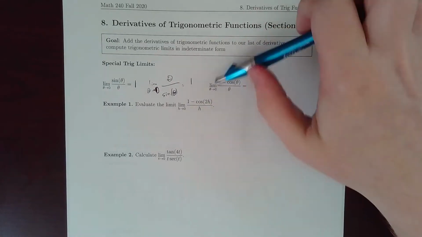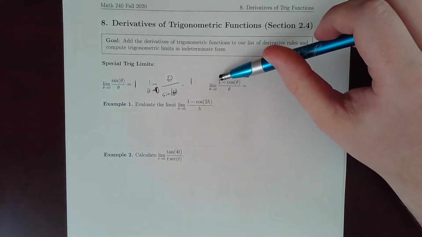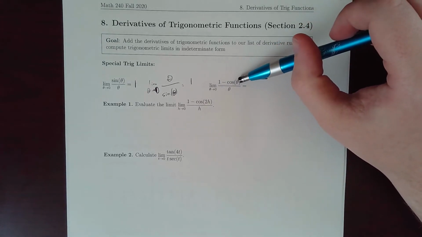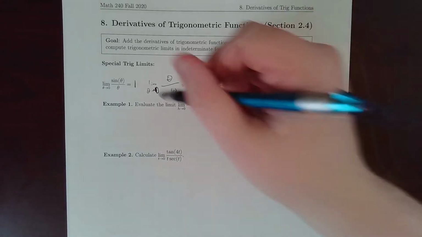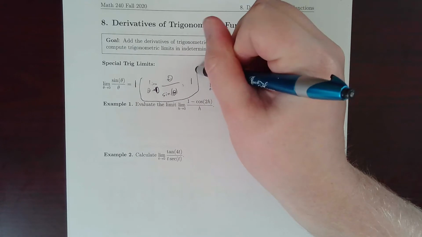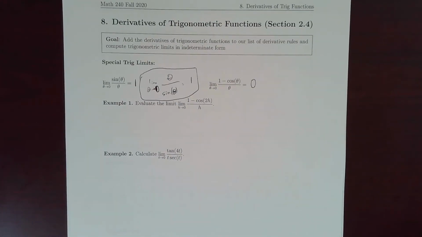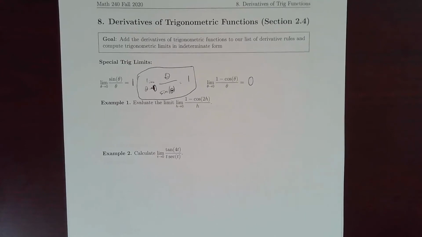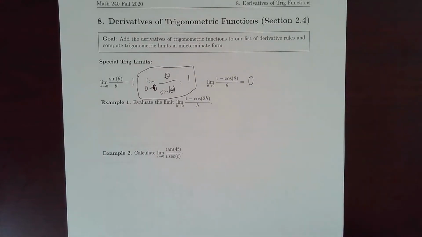The other thing we'll see that the squeeze theorem gives us is that the limit as theta approaches 0 of 1 minus cosine of theta over theta ends up being 0. So again, both of these, or all three of these, if you like to think of these two as separate, come to us from the squeeze theorem. Okay, so let's go through some examples involving limits with trig functions then.